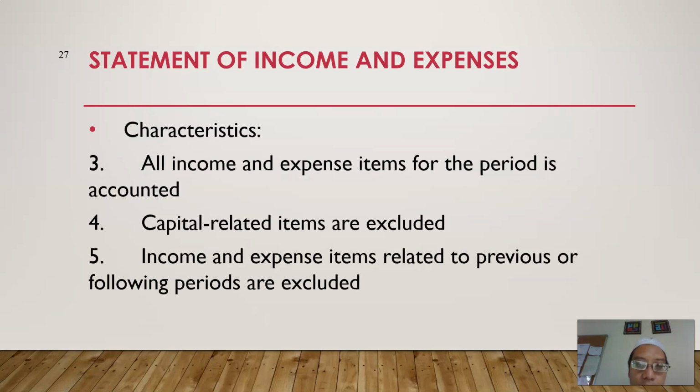All income and expense items for the period are accounted for, as mentioned before. Number 4, capital related items are excluded. Again, capital related items are excluded. I will explain in a different slide what is meant by capital.